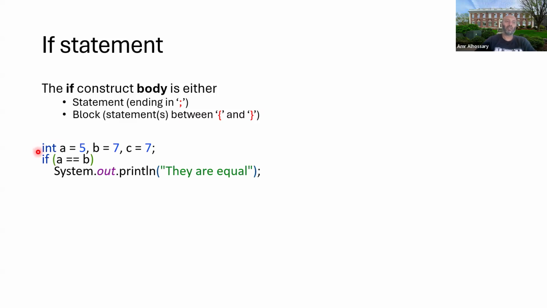So an example here: int a equals 5, b equals 7, c equals 7. Declaration and assignment of three variables in one line, a, b, and c. a equals 5, b and c equal 7. Now, if a equals b, System.out.println they are equal. What do you think this code will do?